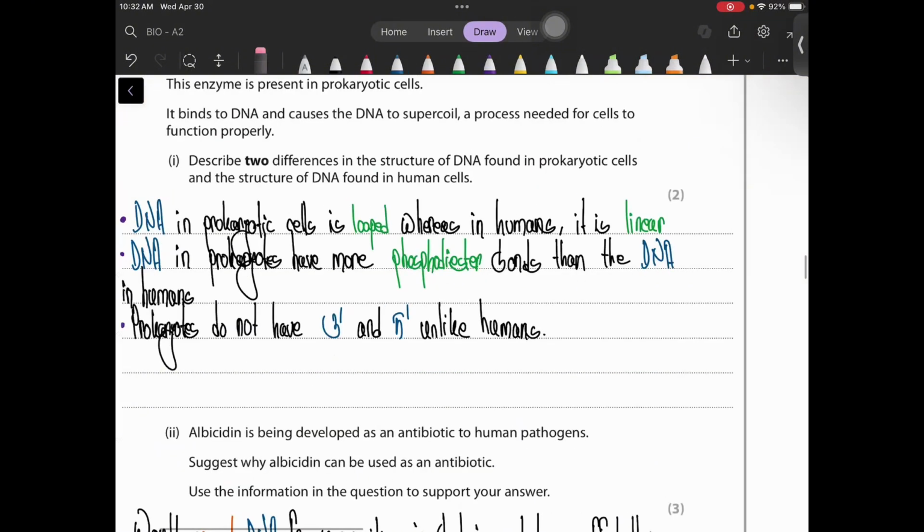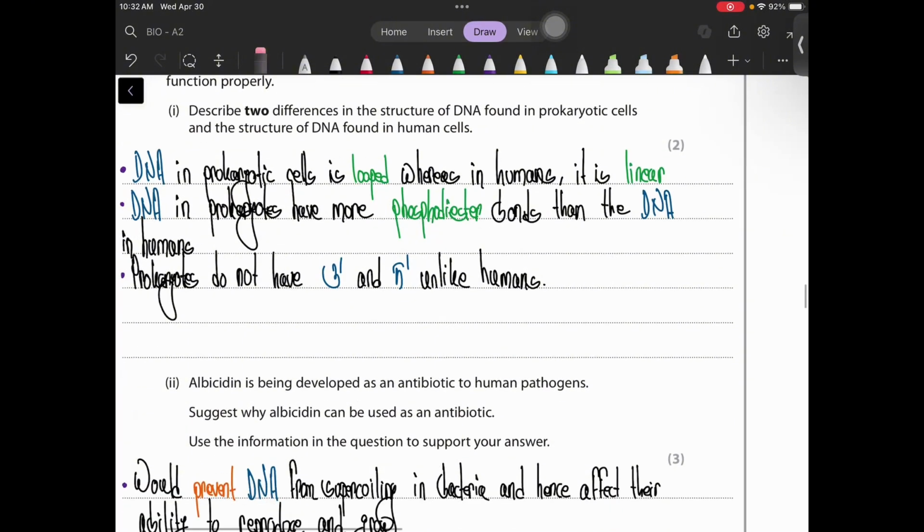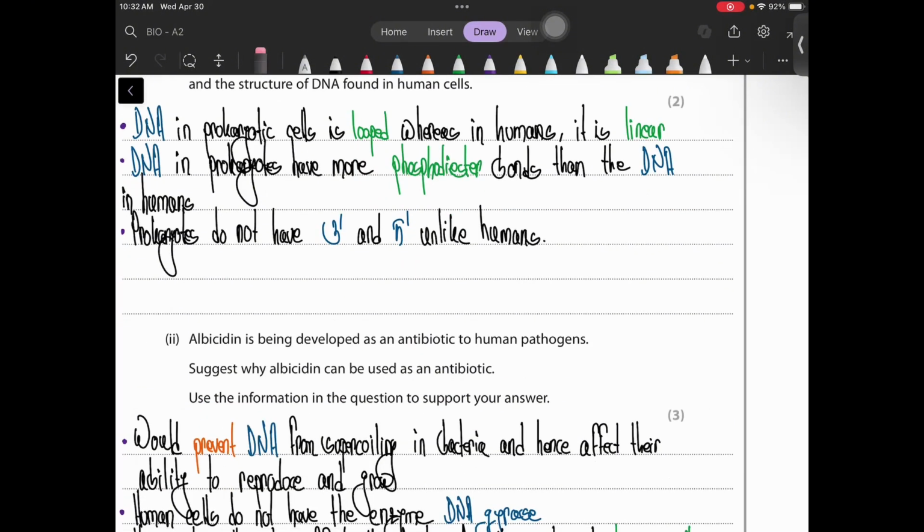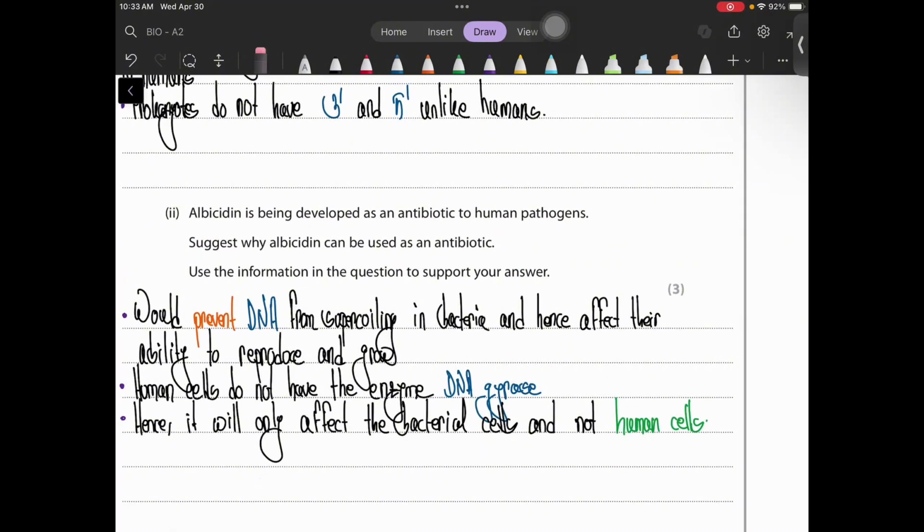Albicidin is being developed as an antibiotic against human pathogens, right? So that's why albicidin can be used as an antibiotic. It affects the supercoiling of the bacterial DNA. As a result, the DNA becomes inactive and cannot result in division, or it affects their ability to grow. In one word, their DNA becomes ineffective and does not support the overall functioning of the cell. And apart from that, our human cells do not have the enzyme DNA gyrase, so albicidin would have no impact on us and is going to affect only the bacterial cells.